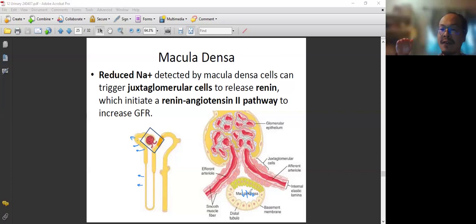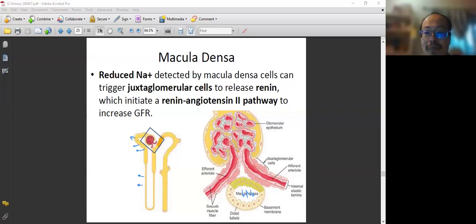When the sodium level is low, the macula densa will tell the juxtaglomerular cells, sorry, juxtaglomerular cells, to release renin. Wait a minute, are we seeing renin again? Yes. So this is how we connect this with our earlier cardiovascular system.